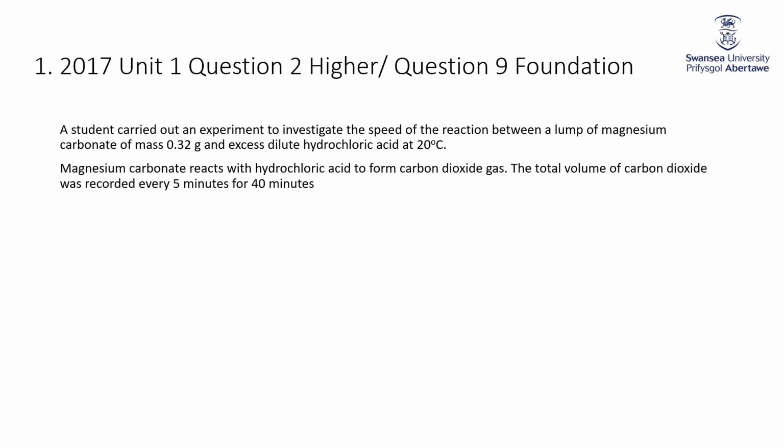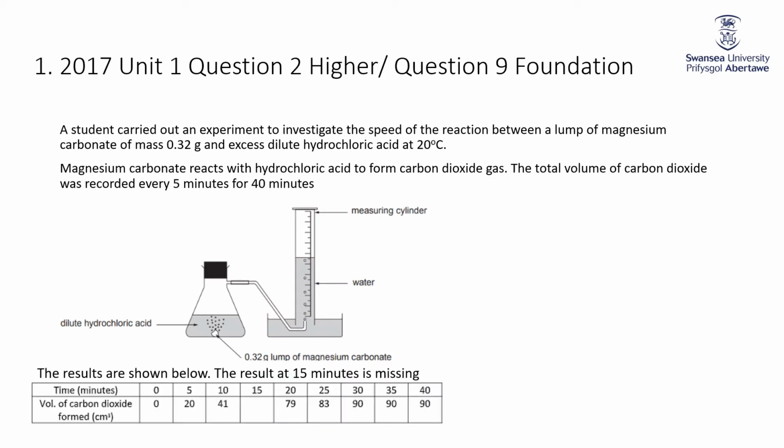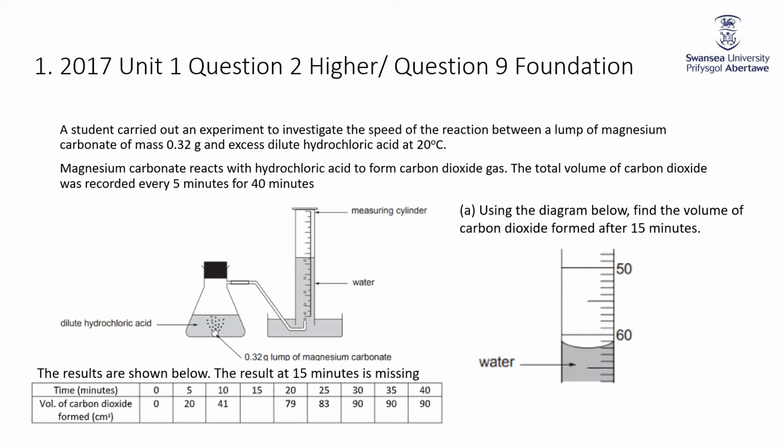Magnesium carbonate reacts with hydrochloric acid to form carbon dioxide gas, and therefore the total volume of the CO2 was recorded every 5 minutes, up to 40 minutes, using this apparatus. And we can see the results here. The result at 50 minutes is missing. So using the diagram, it asks us to find the volume of CO2 formed after 50 minutes.